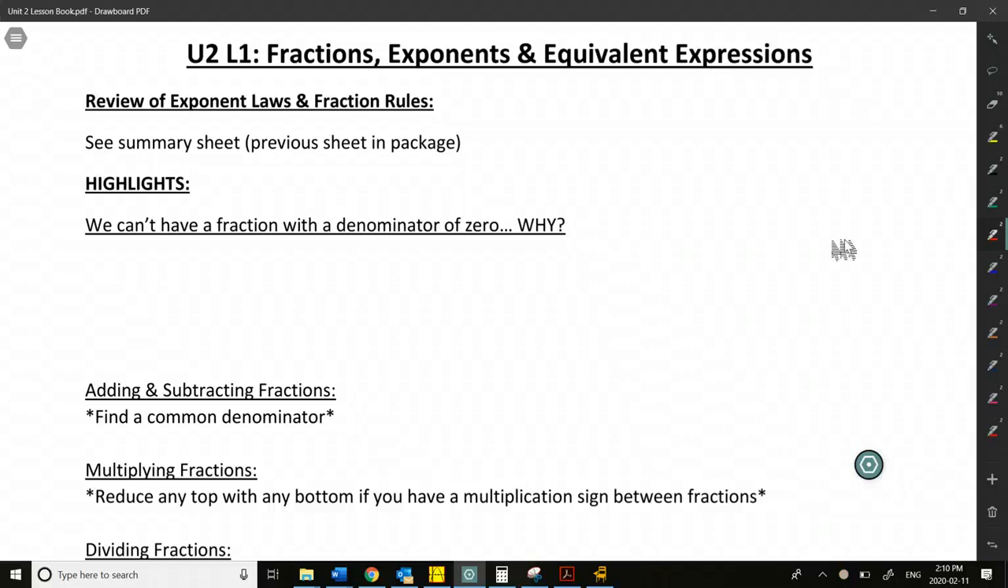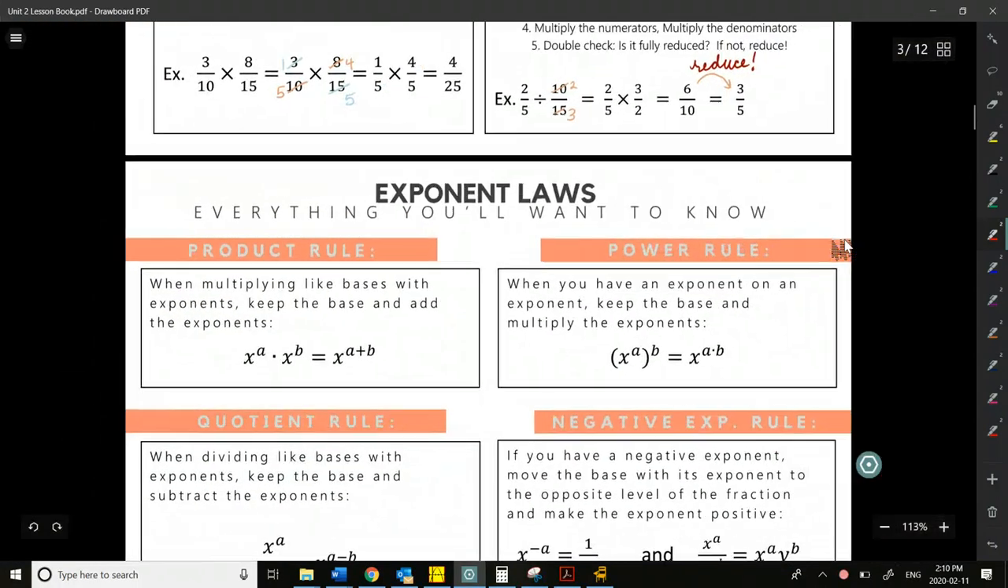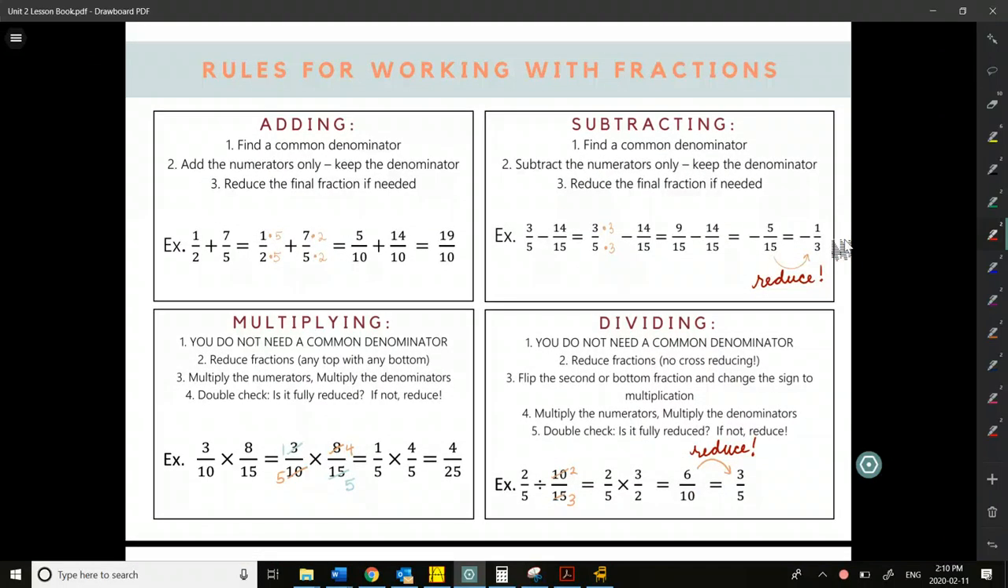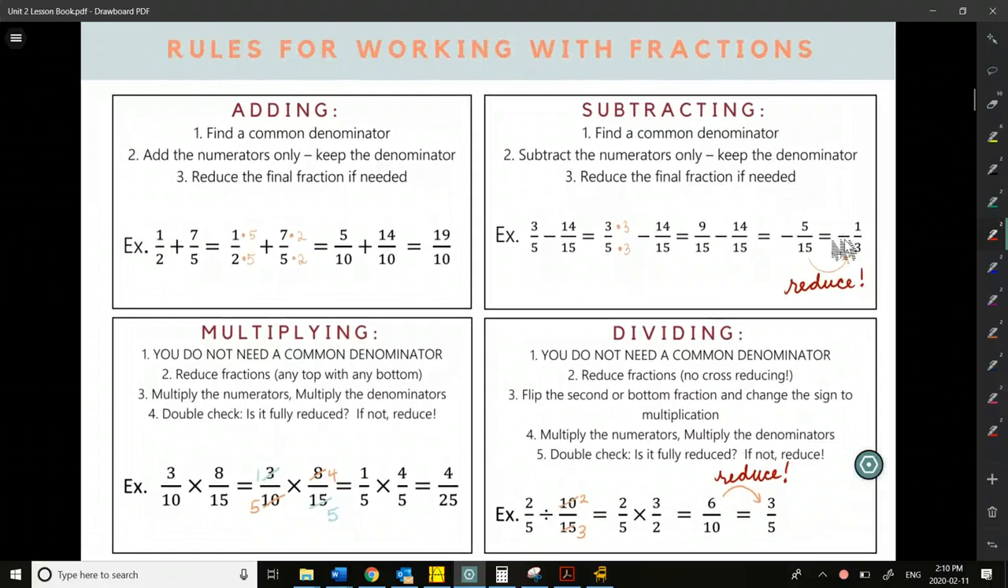All right, so today we're just going to go over kind of your fraction rules and your exponent rules, and then we're going to extend this into some grade 11 type stuff. So like I said, your fraction rules and your exponent rules are all kind of here. So the highlights from this are that when we are working with fractions, when we're adding and subtracting, we always need a common denominator. When we're multiplying and dividing, we don't need a common denominator.